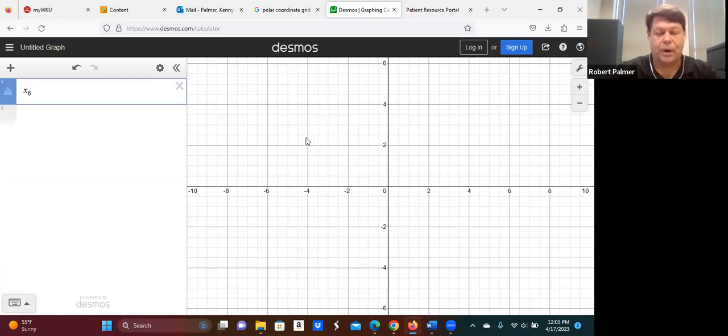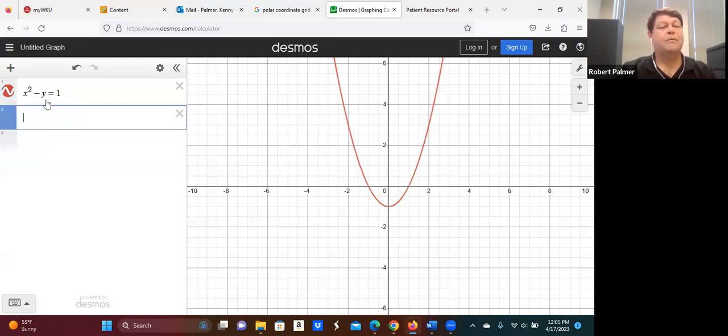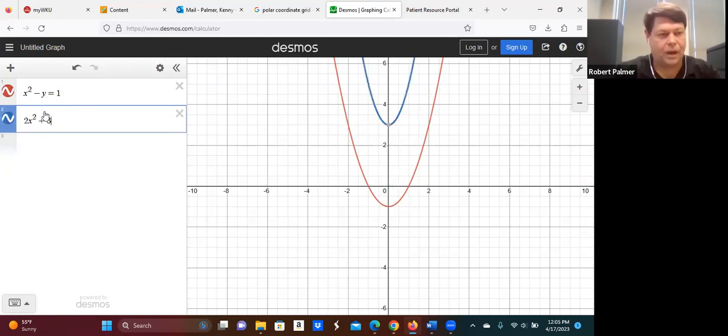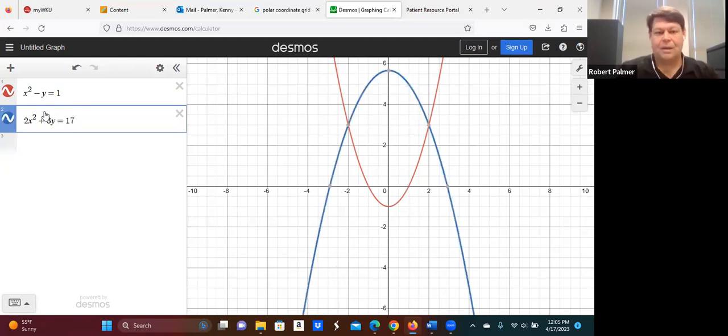So x squared minus y is equal to 1. See, that's a parabola. Then graph the others. So in this case, we had one variable to the first power and one squared, that gives us a parabola. And the other one is 2x squared plus 3y is equal to 17. And see, that's also a parabola.